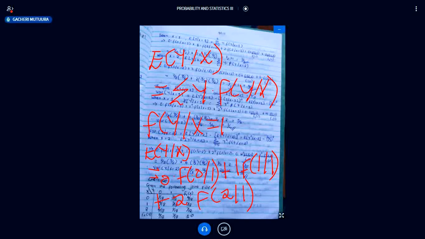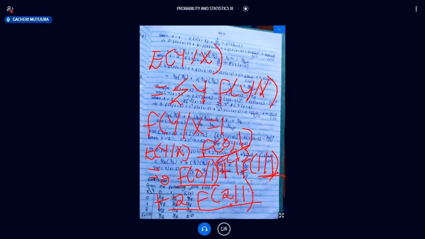So when you compute these values from your table, f of 0 given 1 will be f of 0, 1 over the marginal of x when x is equal to 1. f of 1 given 1 will be f of 1, 1, that is the joint distribution when x is 1 and y is 1, which is 1 over 8, divided by the marginal when x is equal to 1. The same as this, you're going to have the joint of 2, 1, divided by the marginal of x is equal to 1.